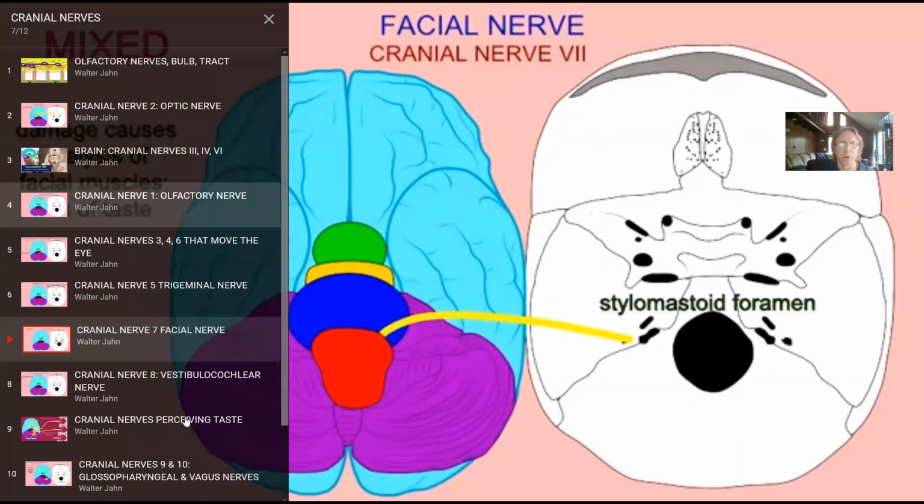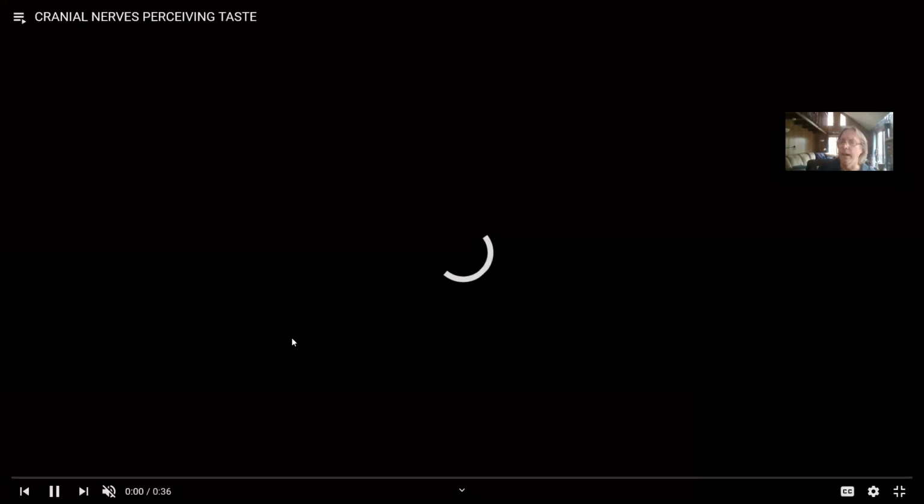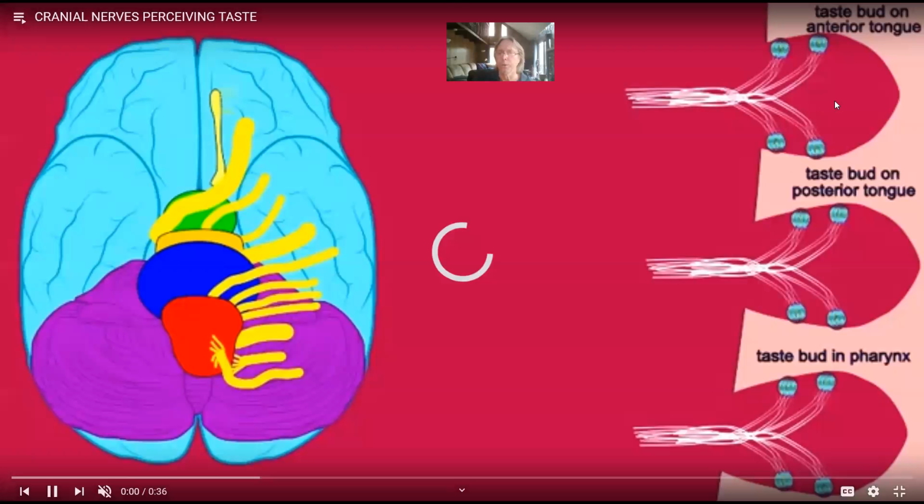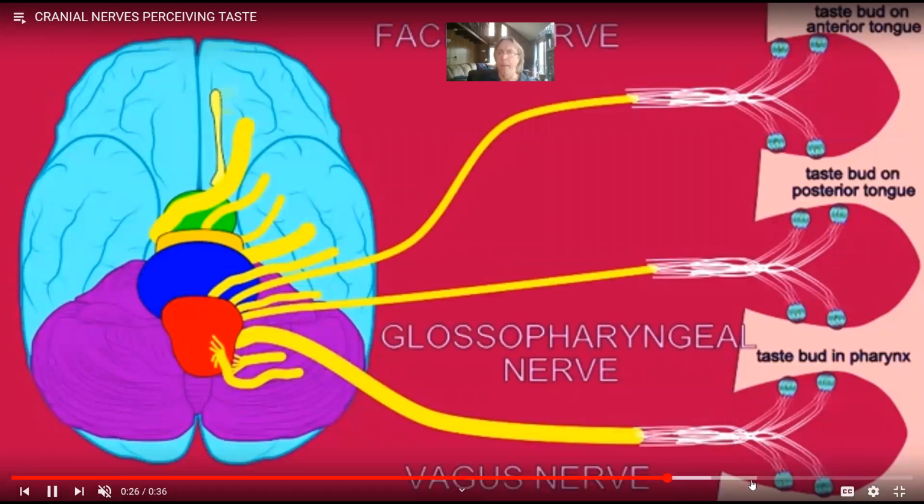Now, once again, this is part of a different chapter, but taste is actually a little bit more complex because there are different regions of our tongue which are perceiving things like sweet, salty, bitter, and then especially in children, there can be taste buds in the roof of the mouth and then even the throat.